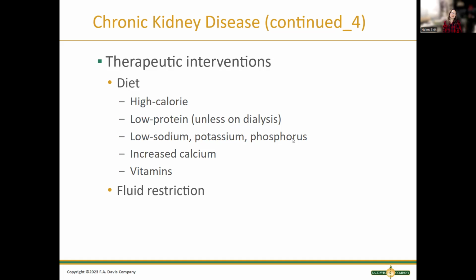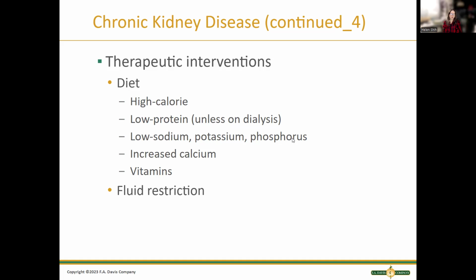We want them to generally be on a low protein diet because we don't want them to lose more protein unless they're on dialysis, which helps remove excess fluids as well as waste products from the bloodstream. So if they're on dialysis, then it would be okay for them to eat a regular protein or even a high protein diet.